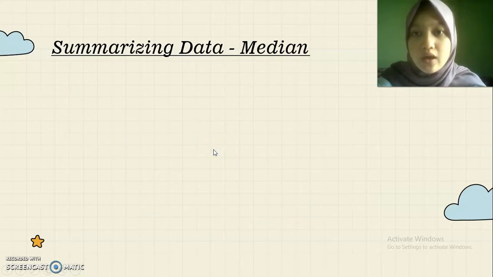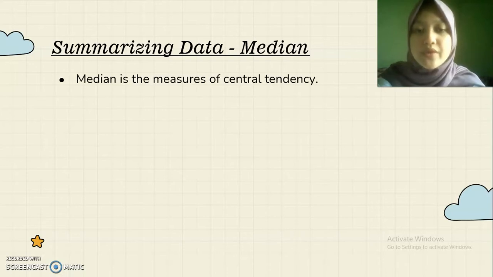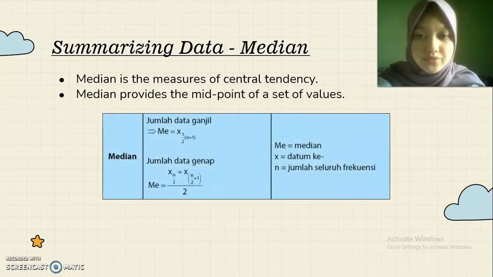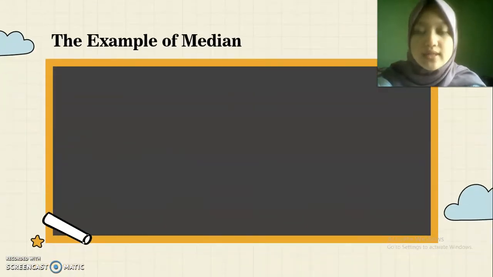And there's also median. Median is the measure of central tendency too, and this provides the midpoint of a set of values. And here's the formula of median. For median, it's a little bit different for odd data and even data, or the data ganjil and data genap. So let's see the example of median here.